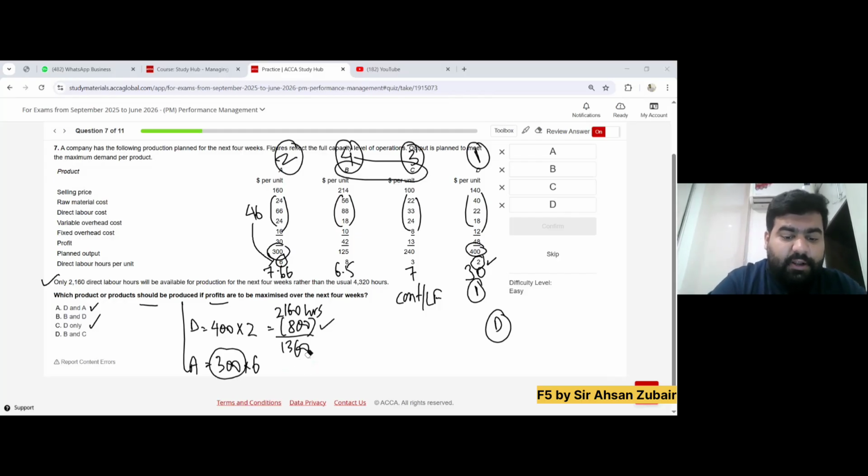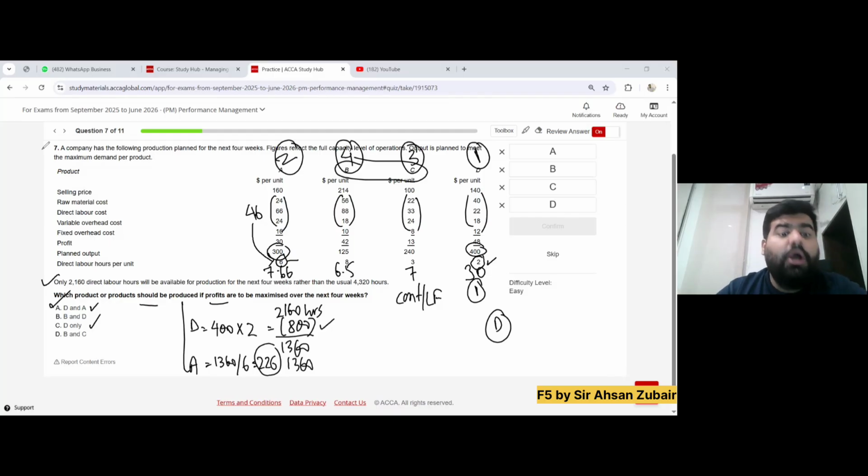We know that if fewer hours are available and more hours are required, what we do? Just take this 1360 and divide it by the limiting factor per unit, that is 6. So 1360 divided by 6 will be 226. It means only 226 units of A will be produced. That will require 1360 hours. It means D and A both can be produced to maximize the profit. So we'll say that A is the answer.